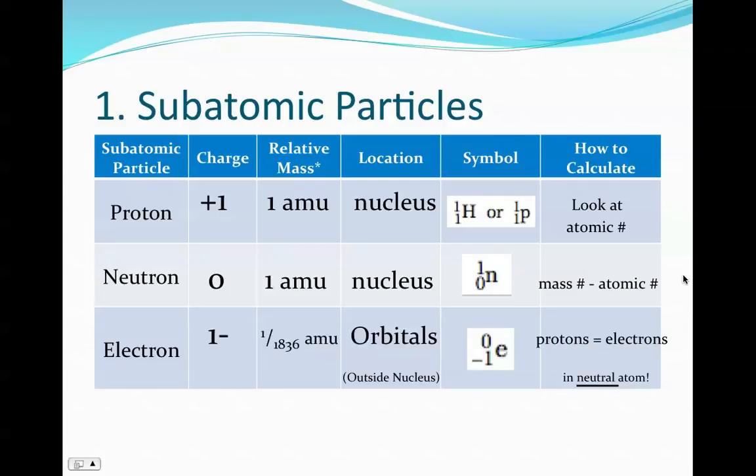And then finally our electron, this has a negative charge, has a very tiny mass, only 1 over 1,836 atomic mass units. So it doesn't contribute too much to the mass of an atom because of the protons and neutrons being so much greater in mass. Our electrons are located outside the nucleus in what is called an orbital, and we can find the number of electrons in a neutral atom by making them equal to the number of protons, because our positive charges are going to be equal to our negative charges in order to be neutral. And this is a very common symbol showing a little letter e and a -1 in order to represent the negative charge.